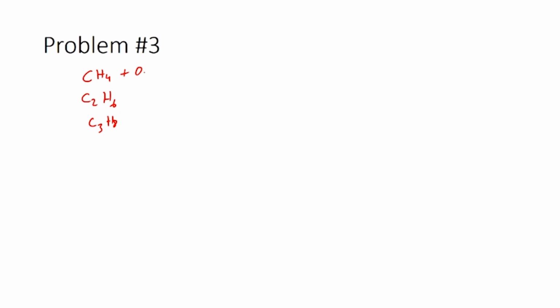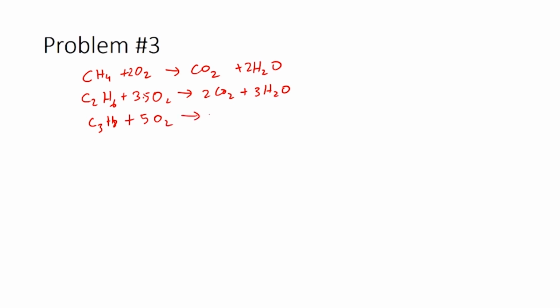So, we first need to write down the combustion reactions for this particular system. So, you have methane reacting with oxygen to form carbon dioxide and water vapor. So, balancing this equation we would get 2O2 and 2H2O. So, similarly the balanced equation for combustion of ethane would be ethane plus 3.5 oxygen gives 2 CO2 plus 3 H2O, and for propane it would be 5 O2 forms 3 CO2 plus 4 H2O.